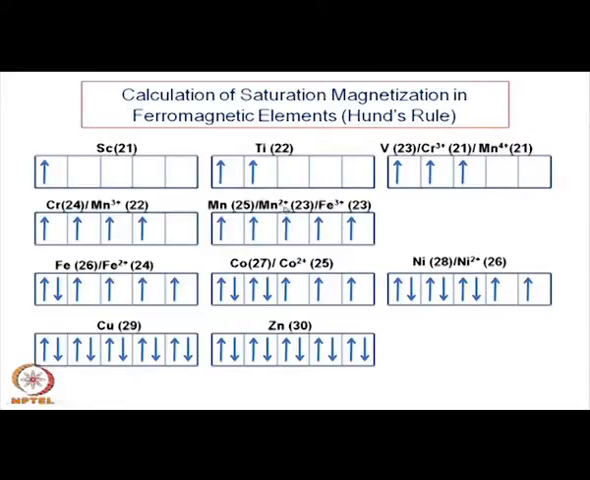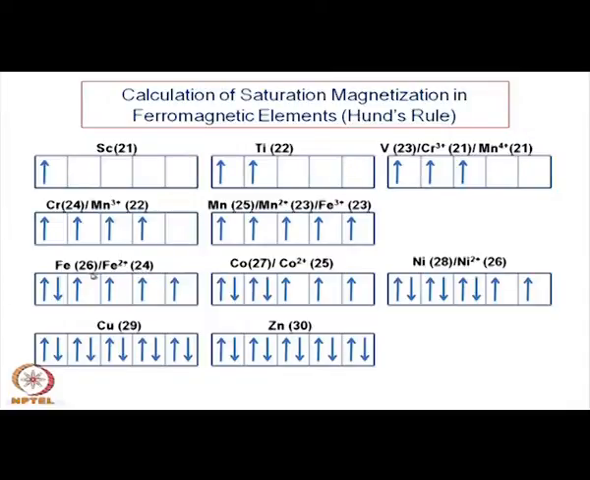Whereas, if it is manganese 2+, then it is 25 minus 2, which is 23, and that also has the same configuration of d5. Fe3+ has 23 electrons, as Fe is 26. So, if you remove 3 electrons it becomes Fe3+, and it becomes again a d5 configuration, and that is how a few more ions have been mentioned.